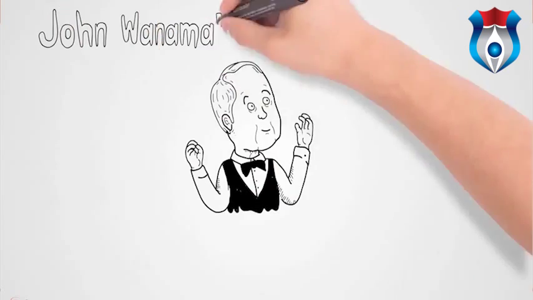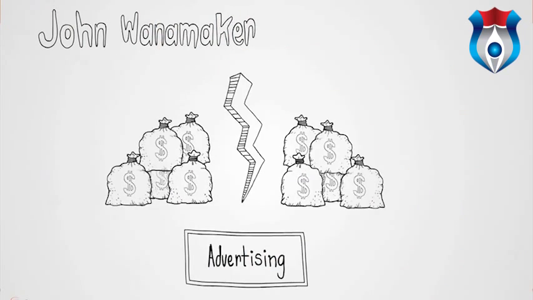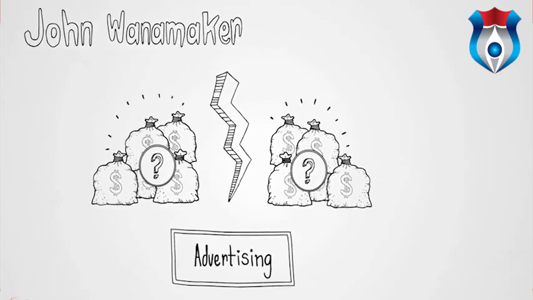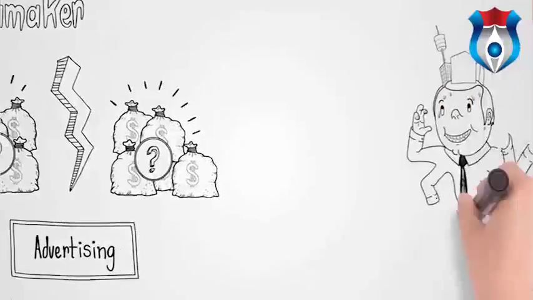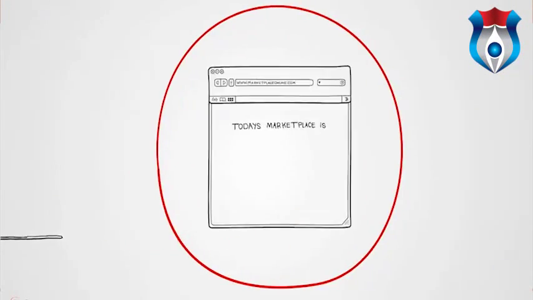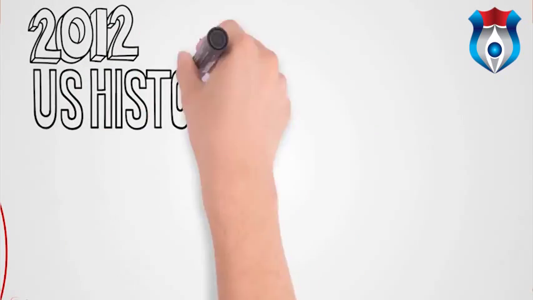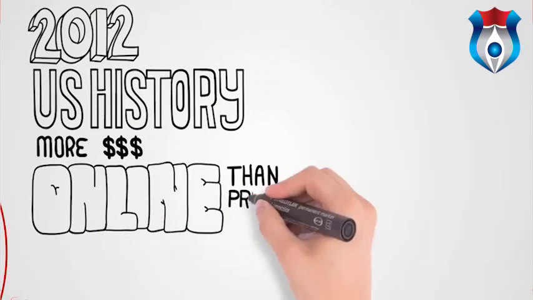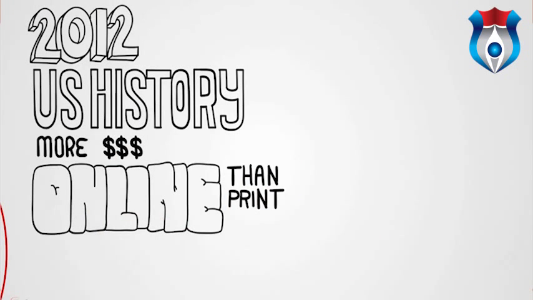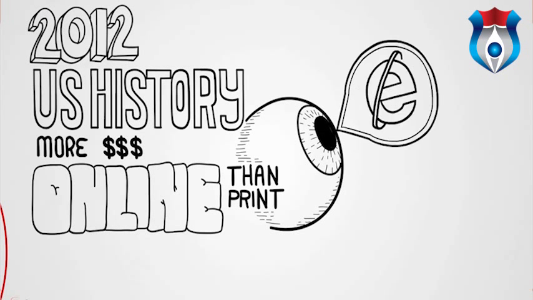John Wanamaker, the father of advertising, famously complained, "Half the money I spend on advertising is wasted. Trouble is, I don't know which half." Over 100 years later, and most of the industry he founded would probably say the same thing. To compound the problem, there has been a tectonic shift in the way we purchase goods. In 2012, for the first time in US history, marketers spent more on online advertising than on print. Why? Because marketers are shifting their attention to where the eyeballs are, online.